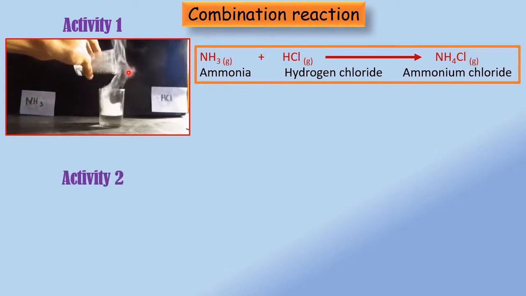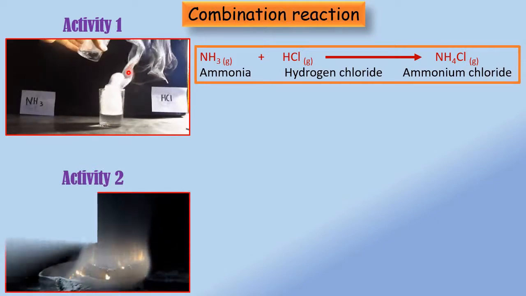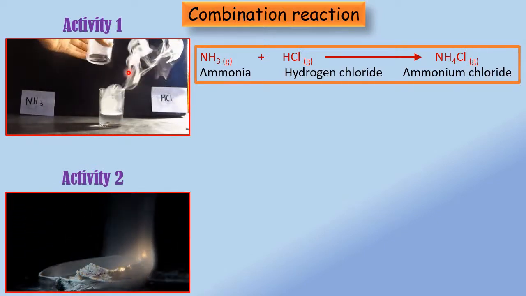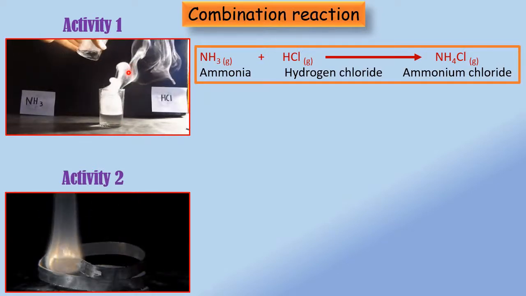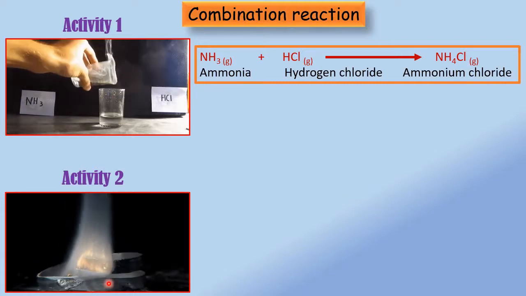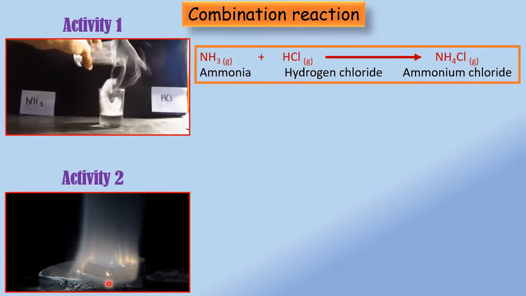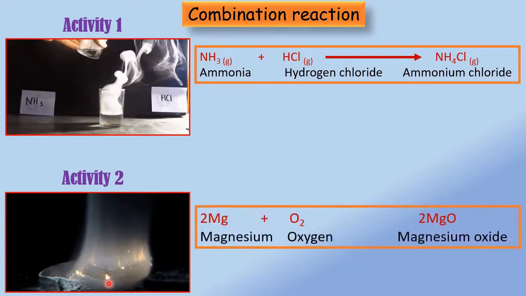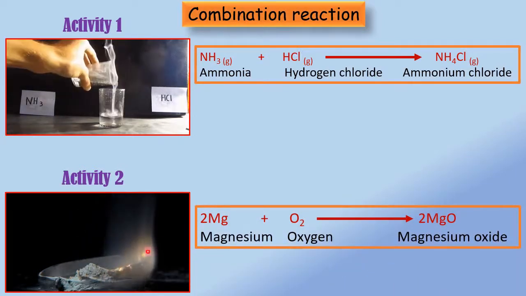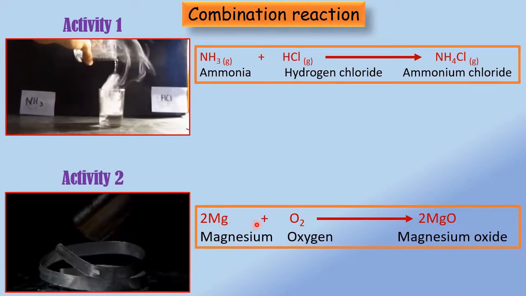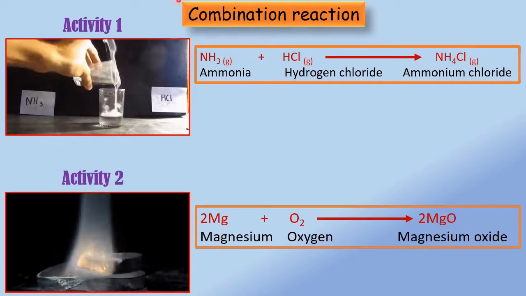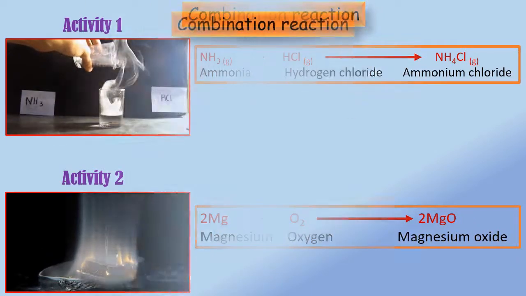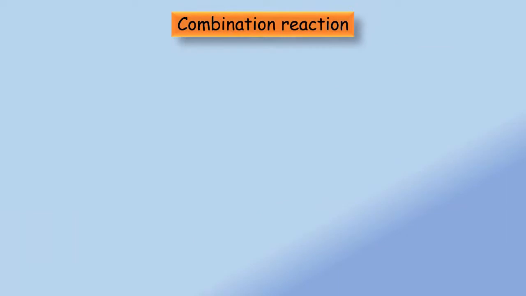Here, a magnesium strip on burning in air gives a white powder of magnesium oxide, as you can see here in the picture. The chemical reaction for the same can be written as 2Mg plus O2 gives 2MgO. Let us do one more activity.